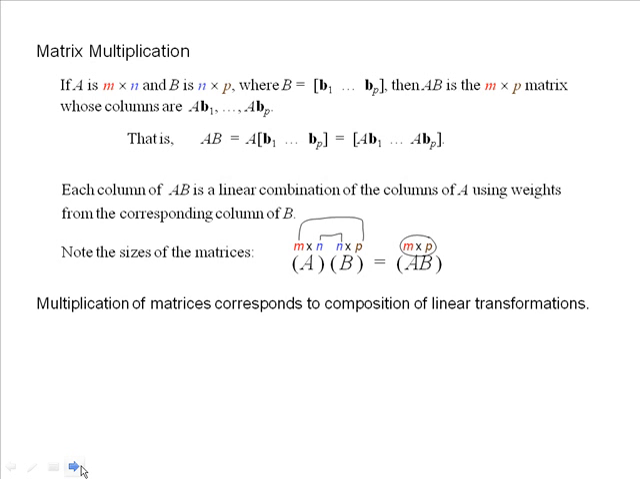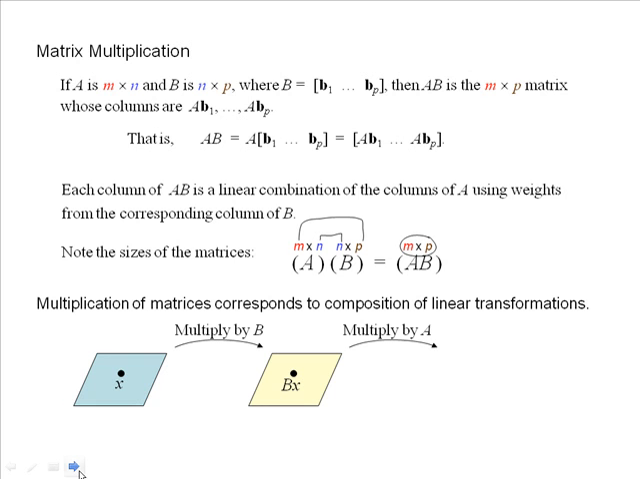Multiplication of matrices corresponds to composition of linear transformations. So if I start out with my vector x, and I multiply by the matrix B, then I have B times x. And then we multiply that by A, then we have A times Bx, which ends up being the same thing as if I had multiplied x by AB.